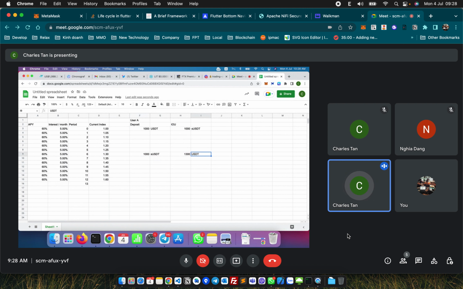So what then happens is that, in terms of the total amount of sUSDT in the system that was created, we created $1,000 at the beginning.